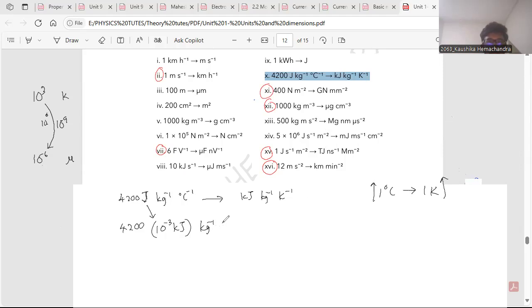So per degree Celsius and per Kelvin is the same, right? Per degree Celsius is equivalent to per Kelvin. So you can just write per Kelvin.